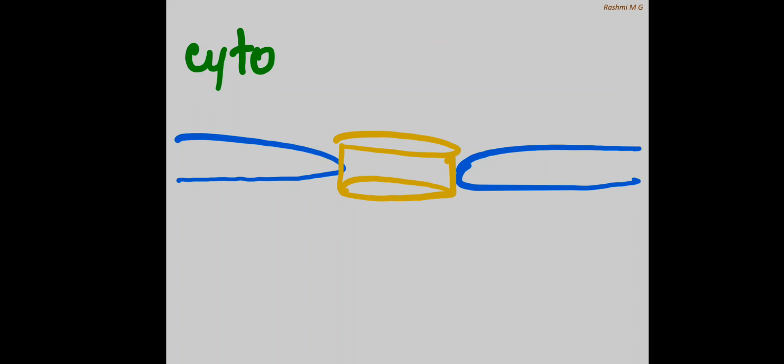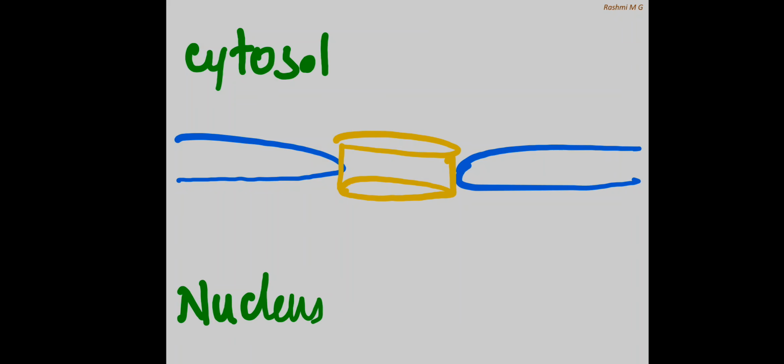Now let us discuss how the protein is exported out from the nucleus. Again, I'll draw the same thing. Nuclear envelope. In between there is the nuclear pore complex. This is the cytosol and this is the nucleus. And now we are talking about export. What? Export.